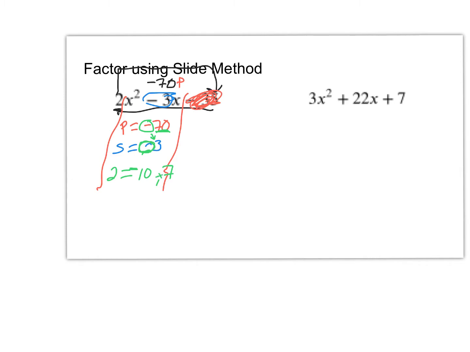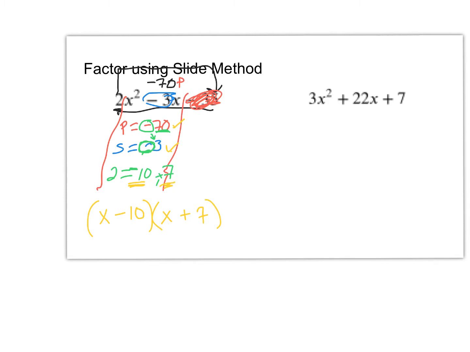And again, if you're not sure, do your check. Remember? So negative 10 times 7 is negative 70. Negative 10 plus 7 is negative 3, so you know you're right. Remember, if you do the check and you don't get these numbers again, then something's wrong and you need to go back and fix it. All right, so now let's put this together. x minus 10, x plus 7.